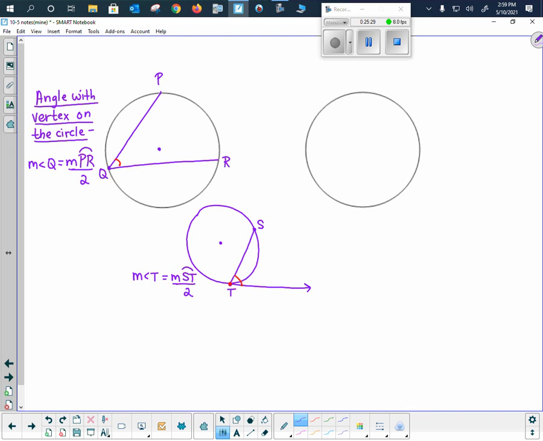Okay. All right, and the last one. We've done the vertex at the center, inside formed by 2 chords, and on the circle. The only thing we've left out is a vertex outside the circle. Okay, so again, just like you would describe it, this is an angle with vertex outside of the circle.